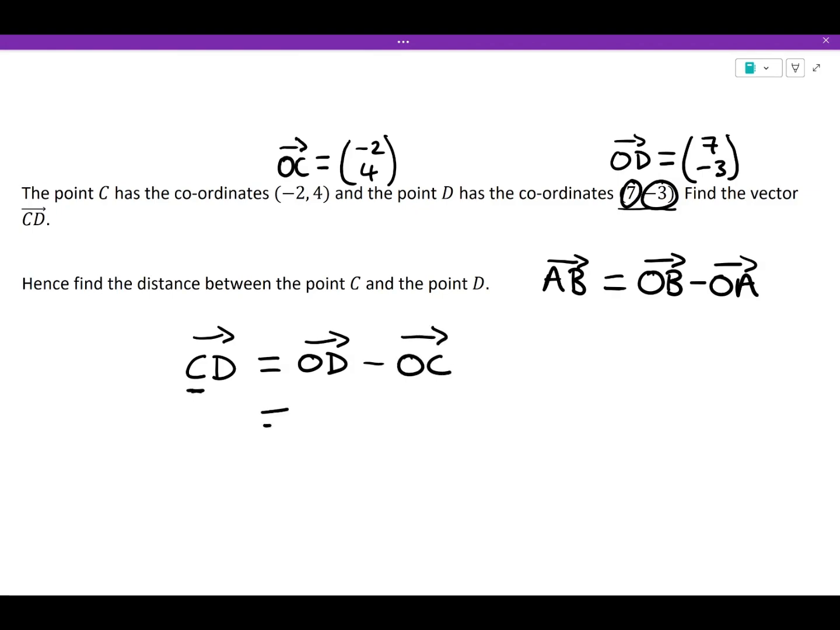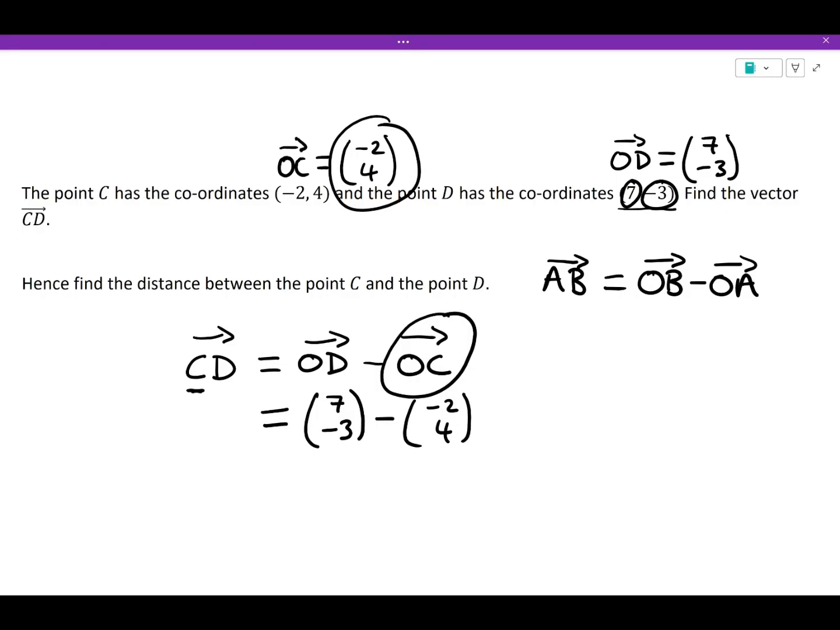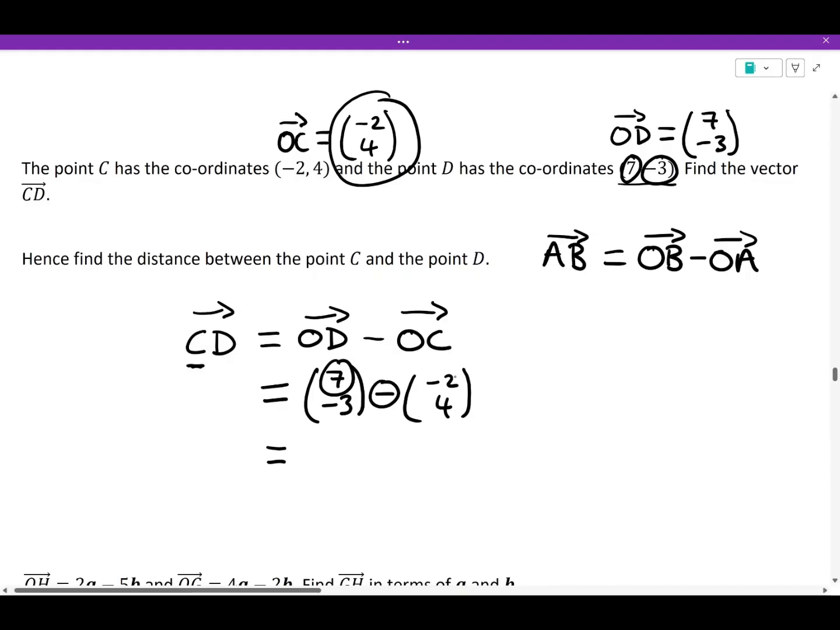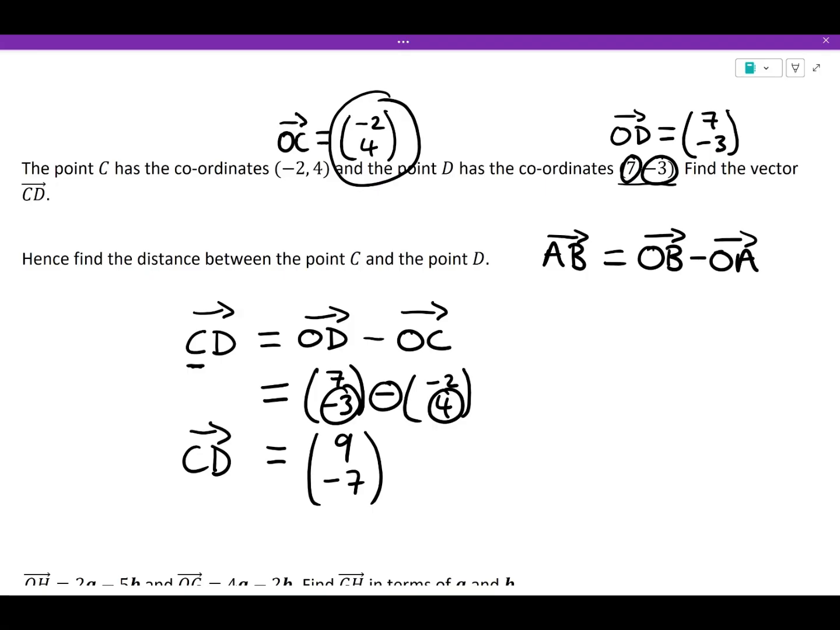So now let's substitute my column vectors in. O to D is this vector up here, so it's (7, -3). And then we're going to subtract O to C, which is this position vector up here, so (-2, 4), like that. Now we just need to subtract them. So we've got 7 subtract -2, so that's going to be addition, which gives me 9. And then we have -3 subtract 4, so that's going to be -7, like that. So we've now got ourselves the displacement vector from C to D as requested by the first part of the question.